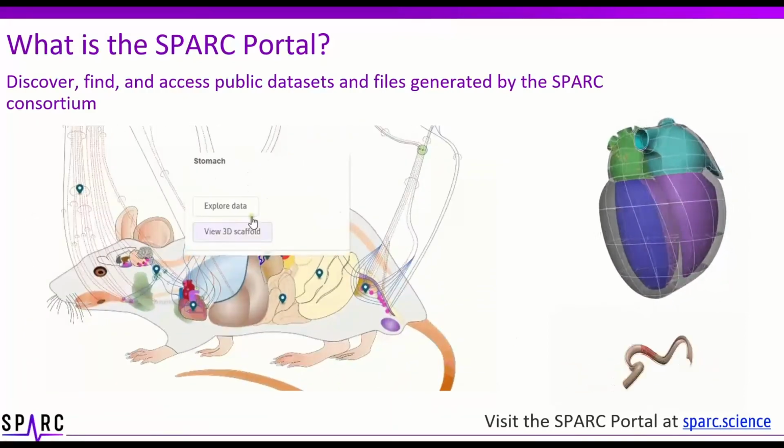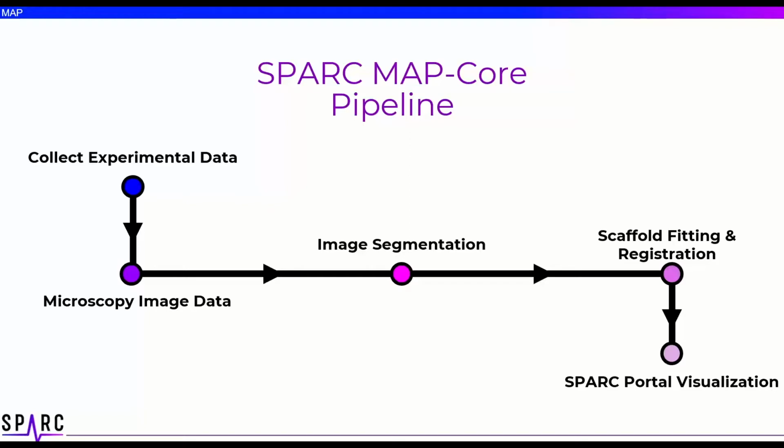The portal also acts as a public platform for storing and updating models with these curated experimental findings. Under the SPARC MAP-Core pipeline, experimental data such as microscopy image data typically undergoes the image segmentation process using tools developed by MBF Bioscience as discussed in Part 1 of the webinar. The segmentation data then reaches us at Auckland Bioengineering Institute, where our team will register the segmentation data onto organ scaffolds and provide visualization tools on the SPARC portal for users to interact with these data.